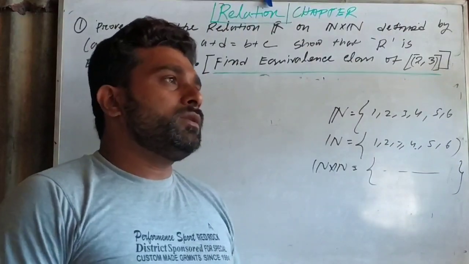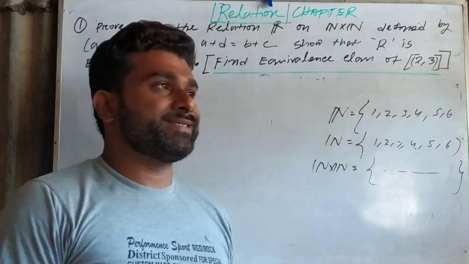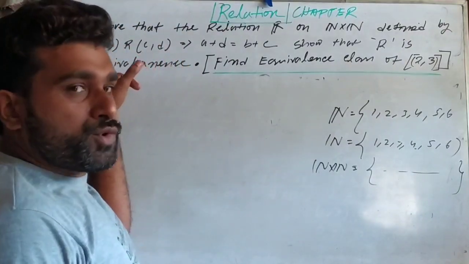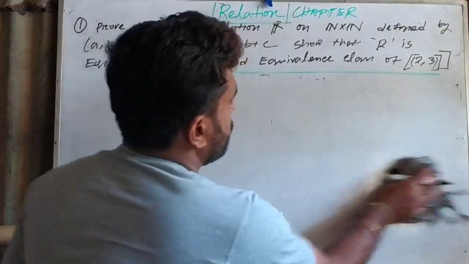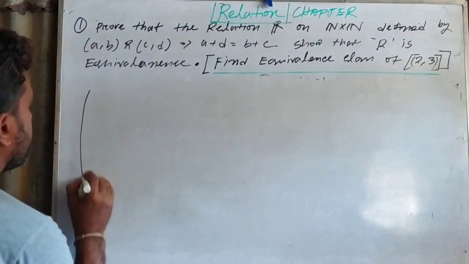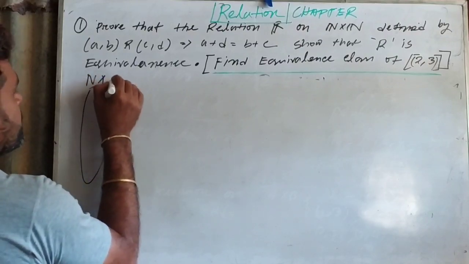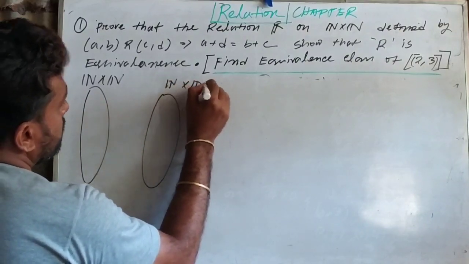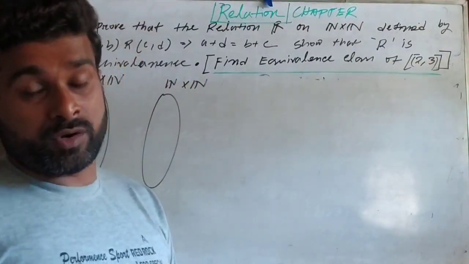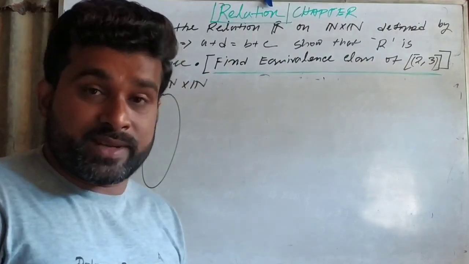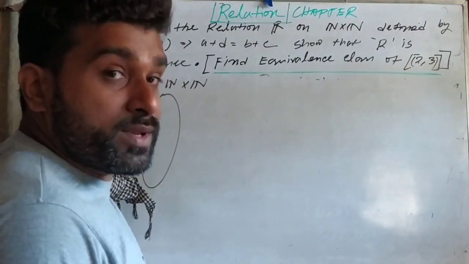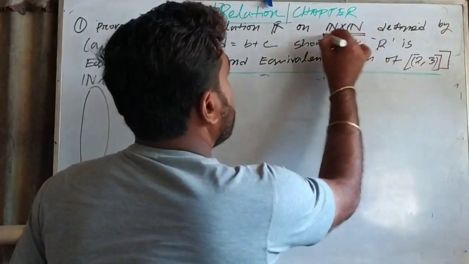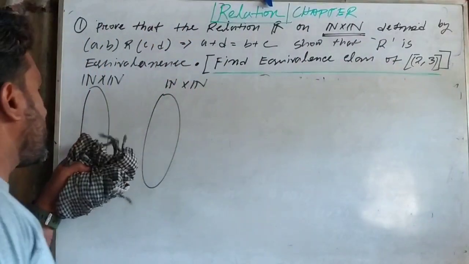So on this N cross N set, one relation is working, and what is the relation given? You can see here there is a set N cross N, and here is another set N cross N. As you all know, for constructing a relation or a mapping, we need to take two sets at a time. So here one set is N cross N, and the second set is N cross N, because the relation is working on N cross N. It is given in the question.